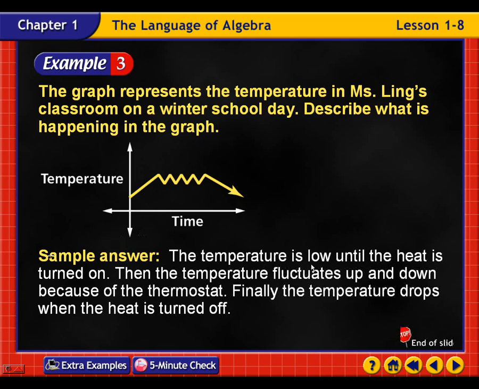Well, maybe the temperature starts out low, and then she turns the heat on, and then throughout the day the temperature dips, and then the heat kicks on, and it goes up and down, up and down. Then at the end of the day when she goes home and turns it off, the temperature goes back down. So it's a graphical representation of a situation that happens, and you're going to be asked to write those.